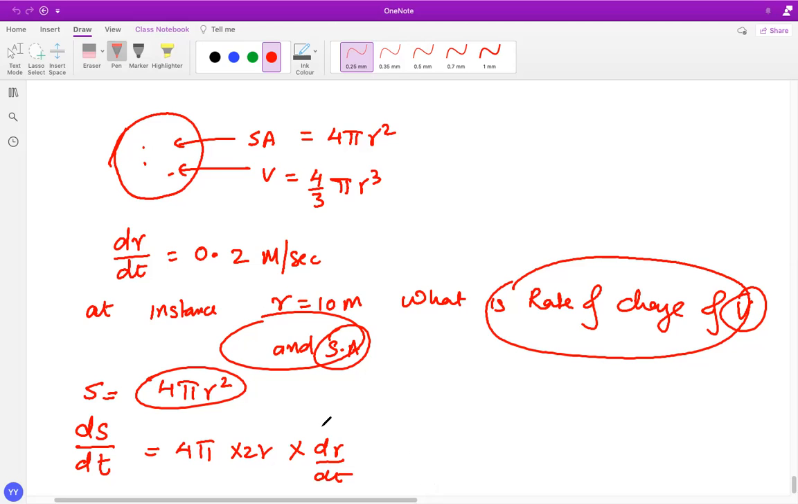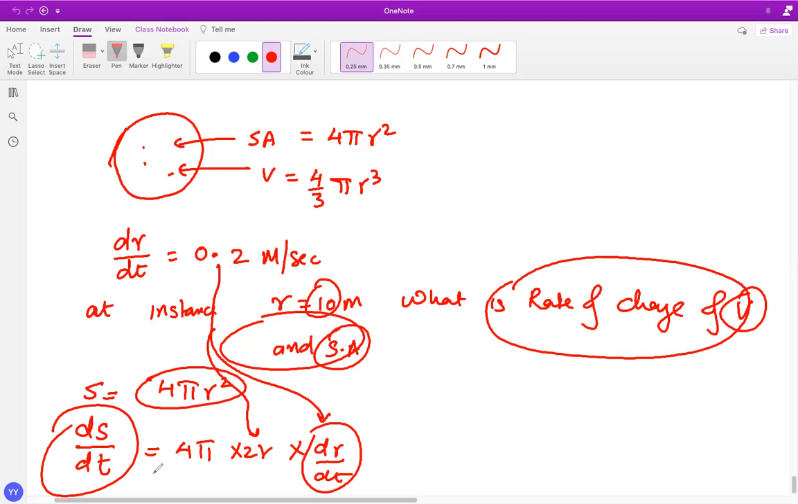And now the next step, you just plug in and substitute the correct values. When I look at dr by dt, it is 0.2. And when I look at the radius, radius is 10. And you get the dS by dt. So you just put in the values, 4 pi times 2 times 10 times 0.2, and you calculate this answer.